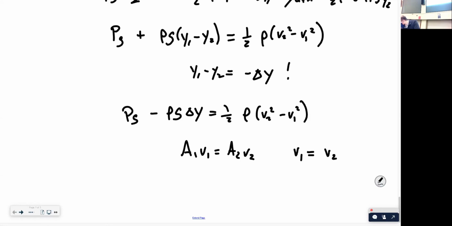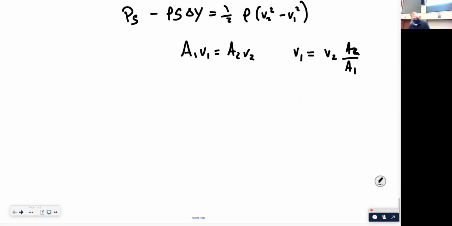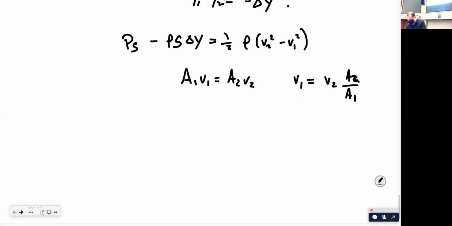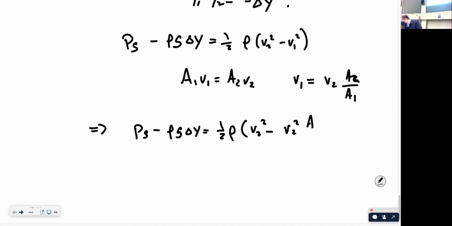equals V2 times A2 over A1. We can plug that in. And we get PG minus rho G delta Y equals 1/2 rho times V2 squared minus V1 squared, which is V2 squared times A2 squared over A1 squared. Oh, look, we've got a ratio of areas squared again. We've seen that one before, haven't we? This comes up a lot. There's only so many ways. This equation always sort of leads itself down the same path.